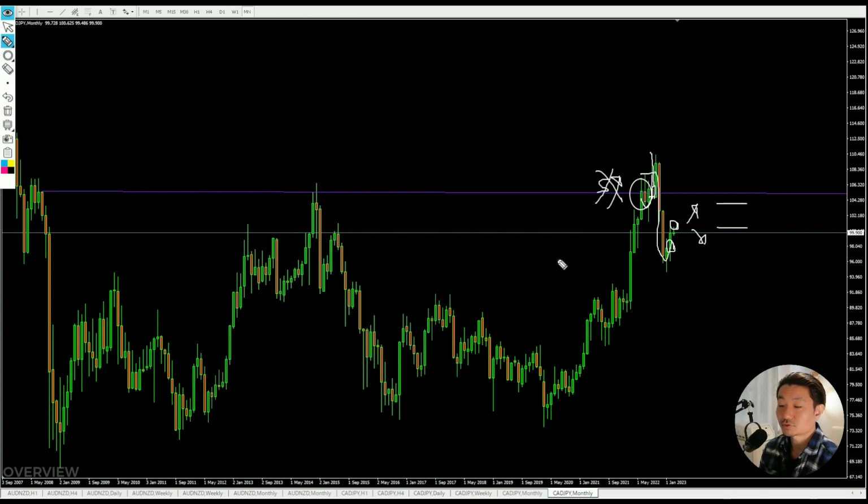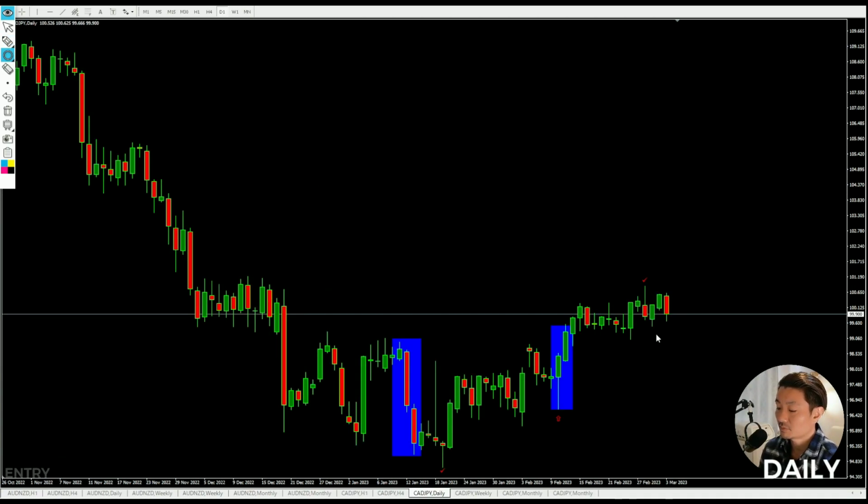All right, let's talk entries. Okay, this is a daily chart. Let me run you by the current setup I'm looking at. So the last daily long trade, that form was right here, and the last daily short trade, that form was right here about 3 days ago.